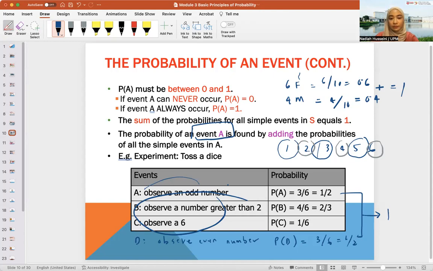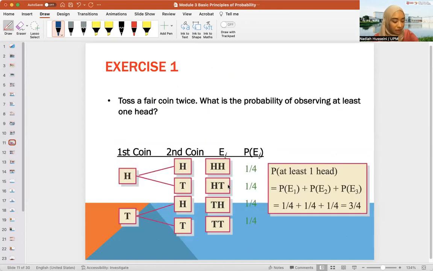Yeah, all right. Okay, so exercise number 1, toss a fair coin twice. You have a coin. This is an ugly coin. The heads is the top and the tail is the bottom. So H is heads, the top, and tail is the bottom. What is the probability of observing at least one head?